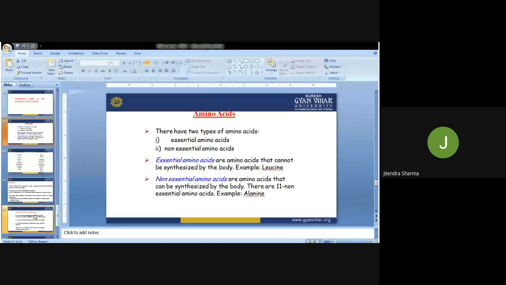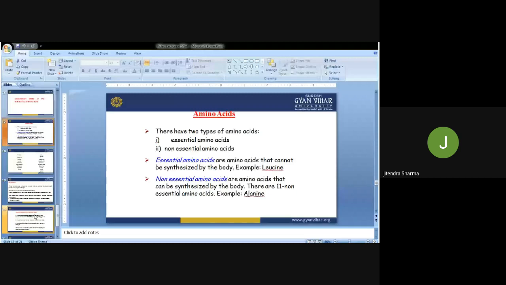There are two types of amino acids: essential amino acids and non-essential amino acids. Essential amino acids are those that cannot be synthesized by the body. Examples: leucine, lysine. Non-essential amino acids can be synthesized by the body, and there are 11 non-essential amino acids. Example: alanine.